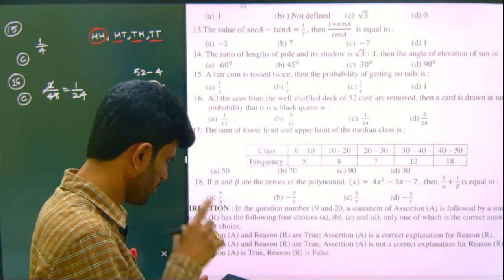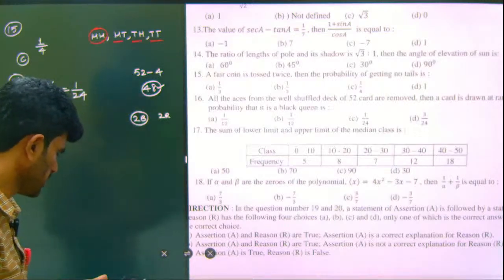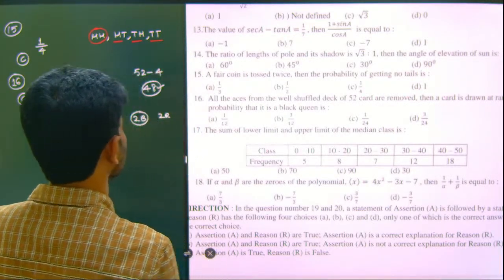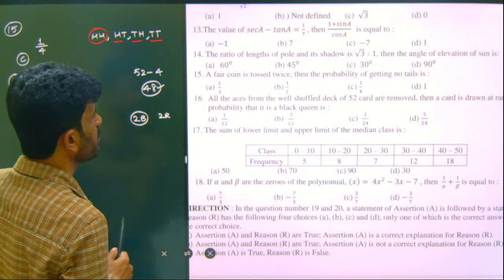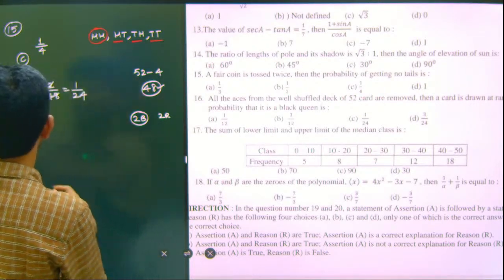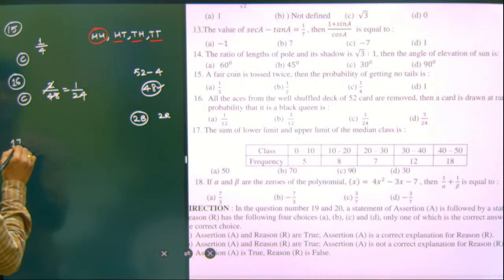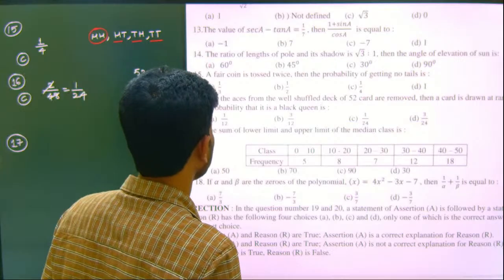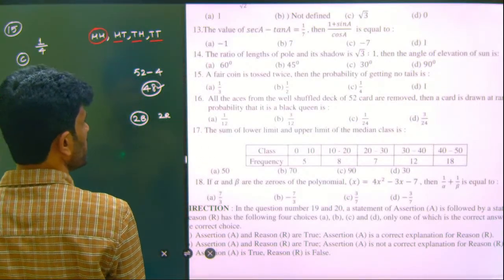Very good. Most of you got it correct. Anand, Ananya, Charit, Tamil, Abhinav, Rocky. Option C is correct. Now question number 17 is about statistics. The sum of the lower limit and upper limit of the median class is asked. We have to find out the median class.